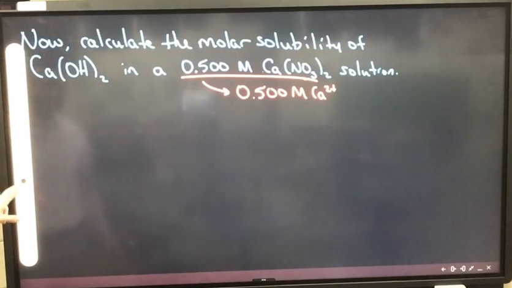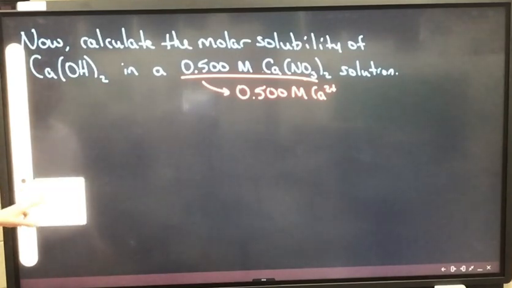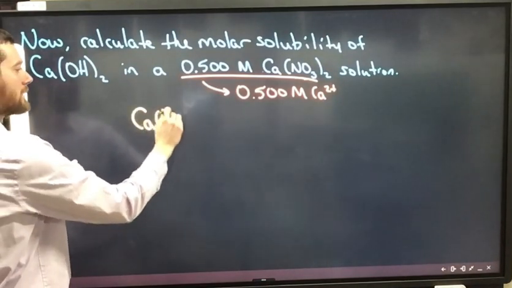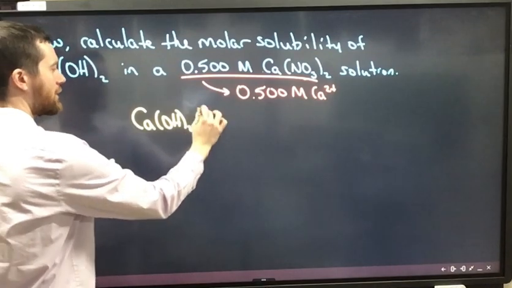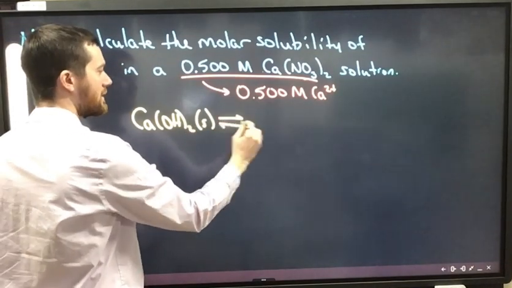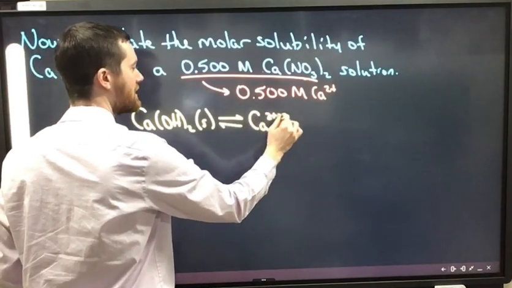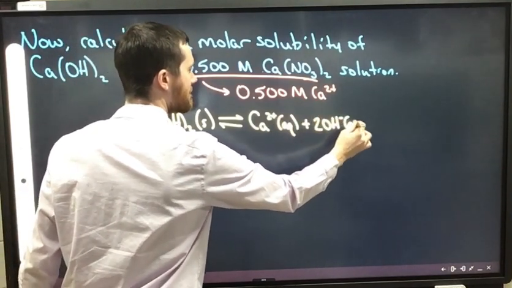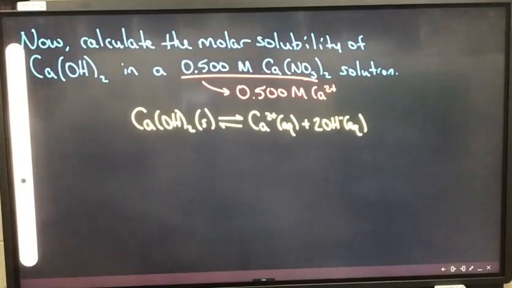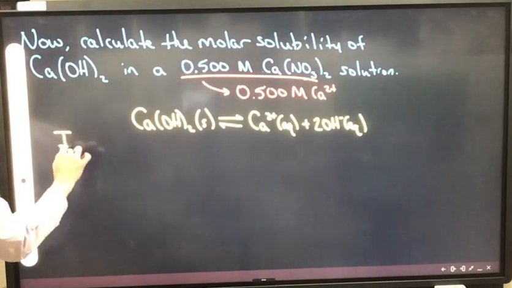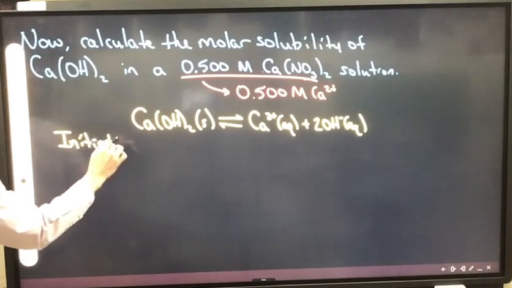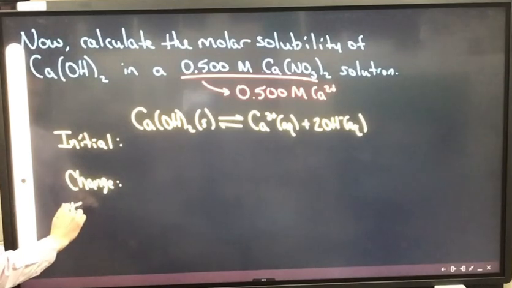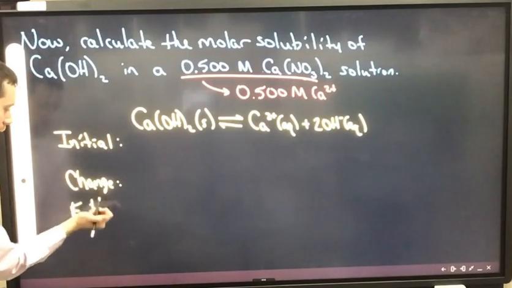So it might be easiest to try to rationalize this with an ice chart. And in this ice chart, let's just start with our equilibrium equation. You've got your calcium hydroxide breaking down into your calcium 2 plus and your 2 hydroxides. Okay? For an ice chart, you've got your initial concentrations, you've got the change in your concentrations, and then you've got your ending equilibrium concentrations. Oops, I'm trying equilibrium there.